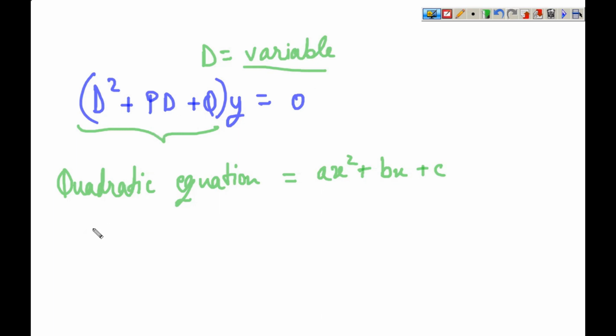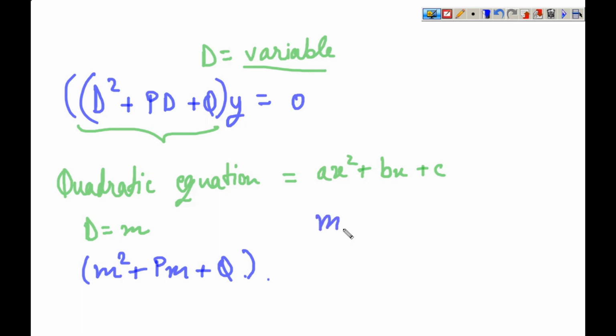So simply we can write D again as a variable m. Let's put D equals m. So here I can rewrite the equation as m² plus pm plus q. Here only this part I have rewritten. This is the quadratic equation, and when I solve this quadratic equation and get m, the roots of this quadratic equation, I will get 2 roots.